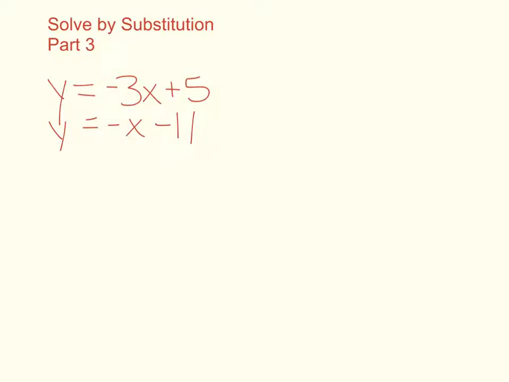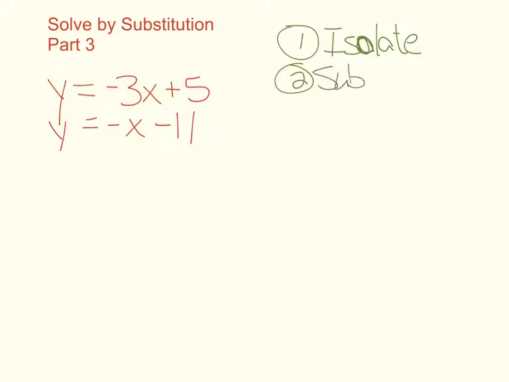Here's the last type of problem we're going to look at, solving by substitution. Remember, first step, we need one of the variables to be isolated in at least one equation. Well, I look, y is by itself right here, so it's isolated, and it's also isolated here. So both of these are already isolated. Y equals, y equals.